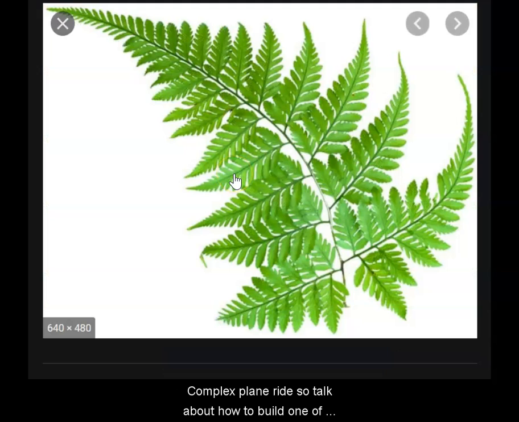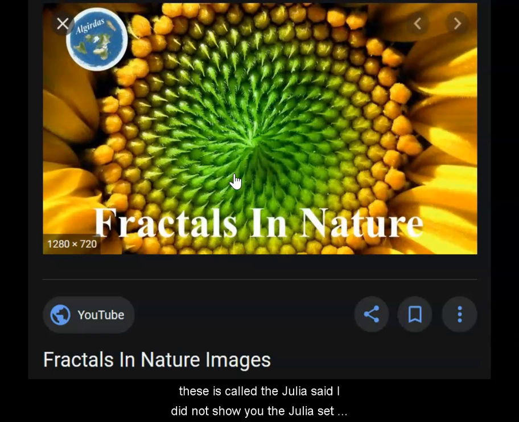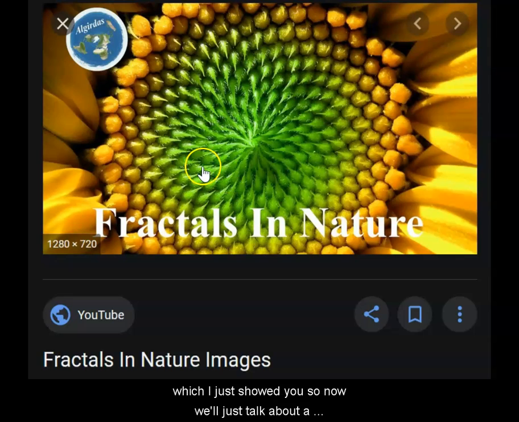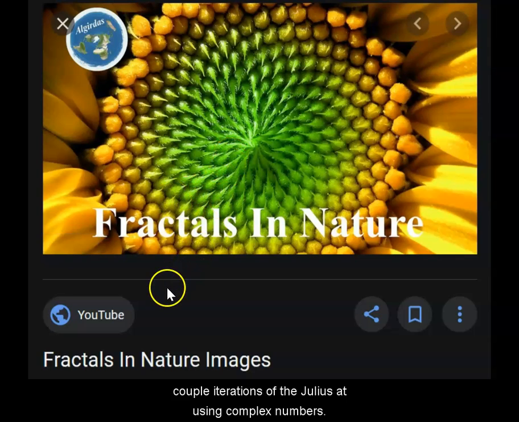So we'll talk about how to build one of these. It's called the Julia set. I did not show you the Julia set, but it's a very common fractal. So is what's called the Mandelbrot set. There's a couple of very common ones: Sierpinski's triangle, the Koch snowflake, which I just showed you. So now we'll just talk about a couple of iterations of the Julia set using complex numbers.